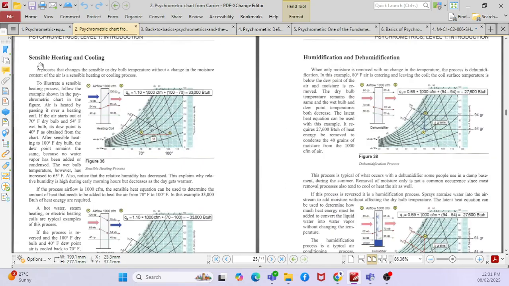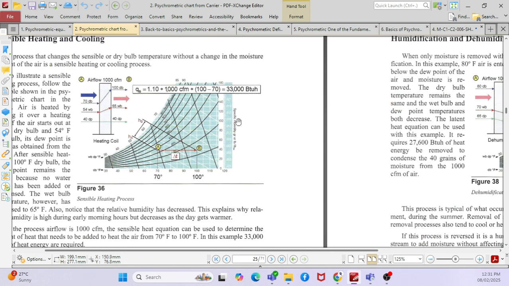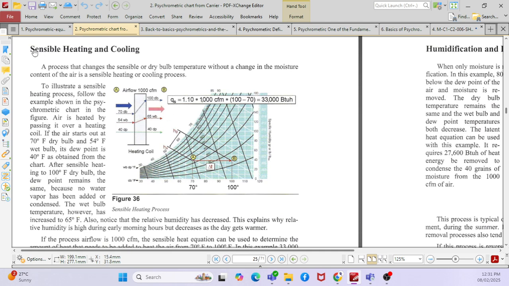For example, this is the sensible heating and cooling. So what is the impact? It is given here. When you do the sensible heating and cooling, your dry bulb temperature is increasing, right? Your wet bulb temperature is increasing, and the dew point temperature will be constant. So by this equation, you can calculate the sensible heating energy, right?